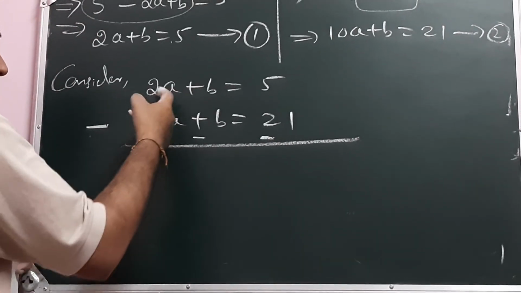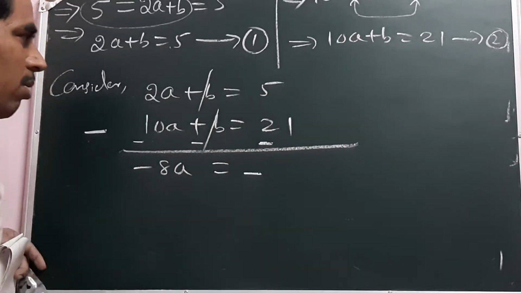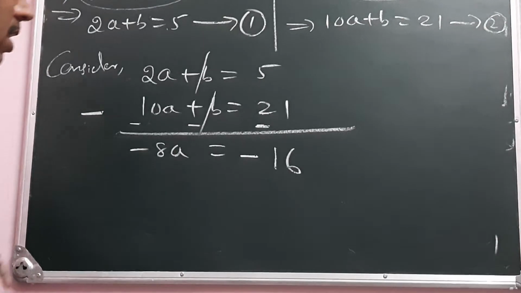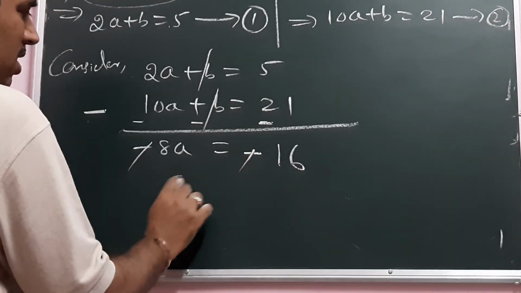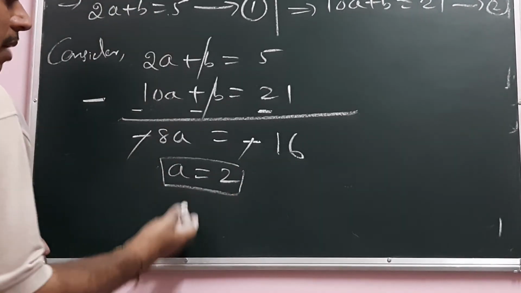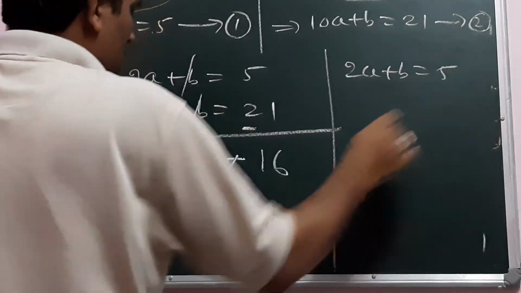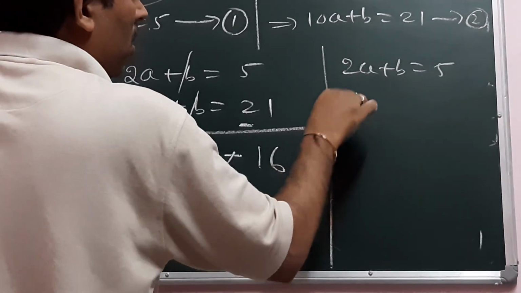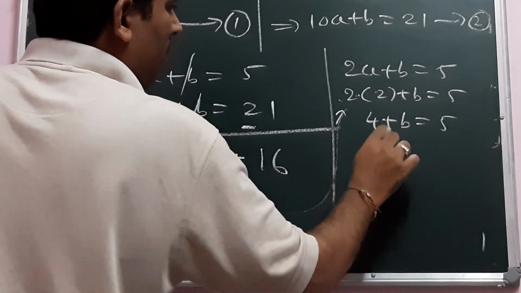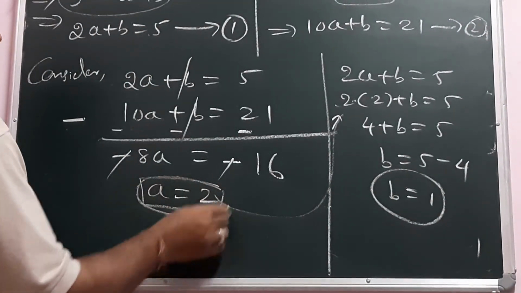Then 2a minus 10a, that is minus 8a. So plus b minus b cancels. Then 5 minus 21 is minus 16. So minus cancels. So a is equal to 16 by 8, that is 2. So value of a is 2. You put this value in any one of the equations to get the value of b. So let us consider 2a plus b is equal to 5. Put this value of a here. 2 into 2 plus b is equal to 5. Then 4 plus b is equal to 5. So b is equal to 5 minus 4. So value of b is 1 and value of a is 2.